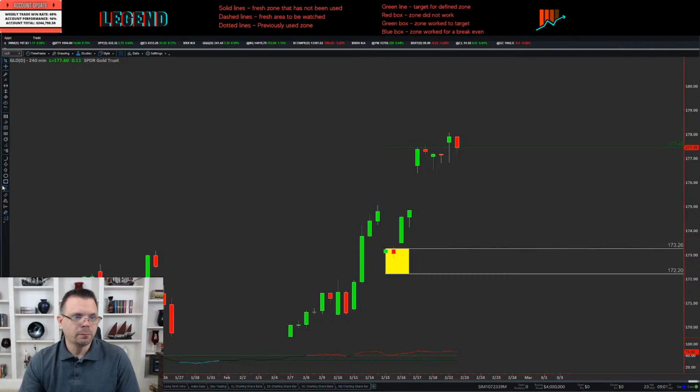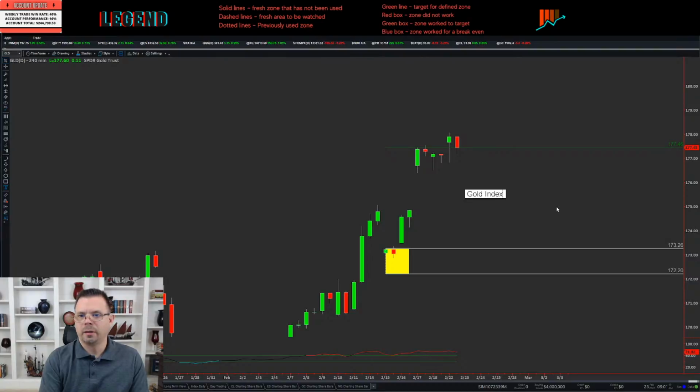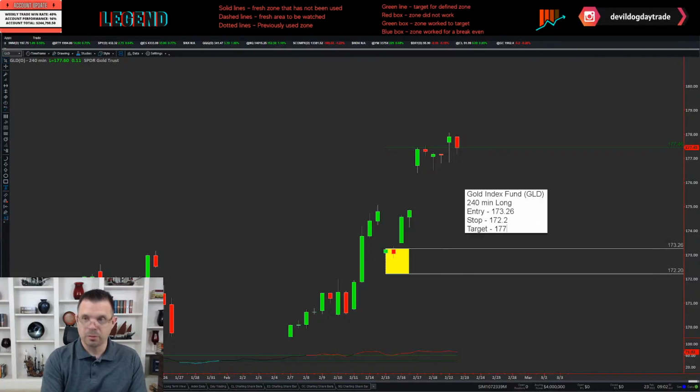So let me mark it up. So this is gold index fund, GLD, and this is a 240-minute long. Entry is at 173.26. Stop 172.2, and target is 177.46. Now, we are going to get a gap up.